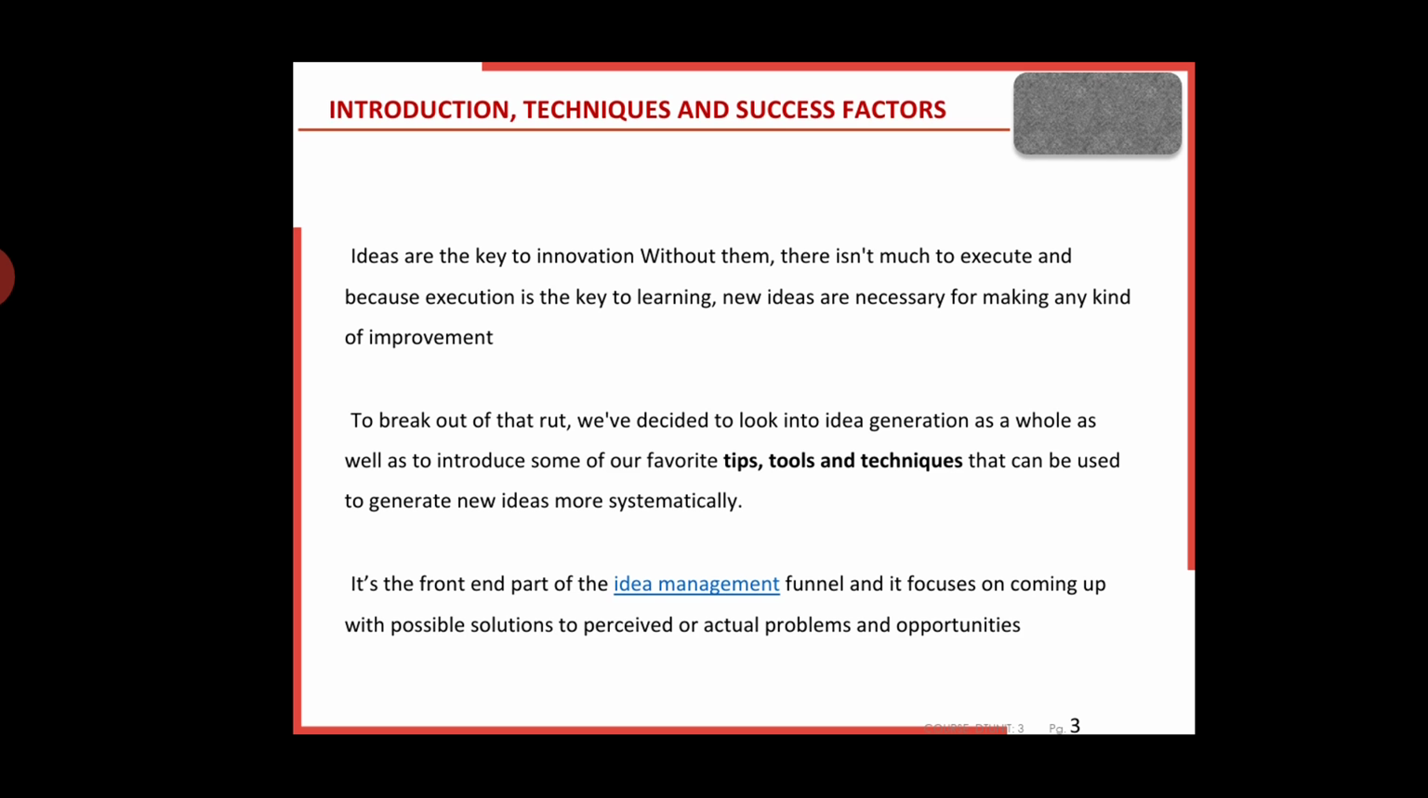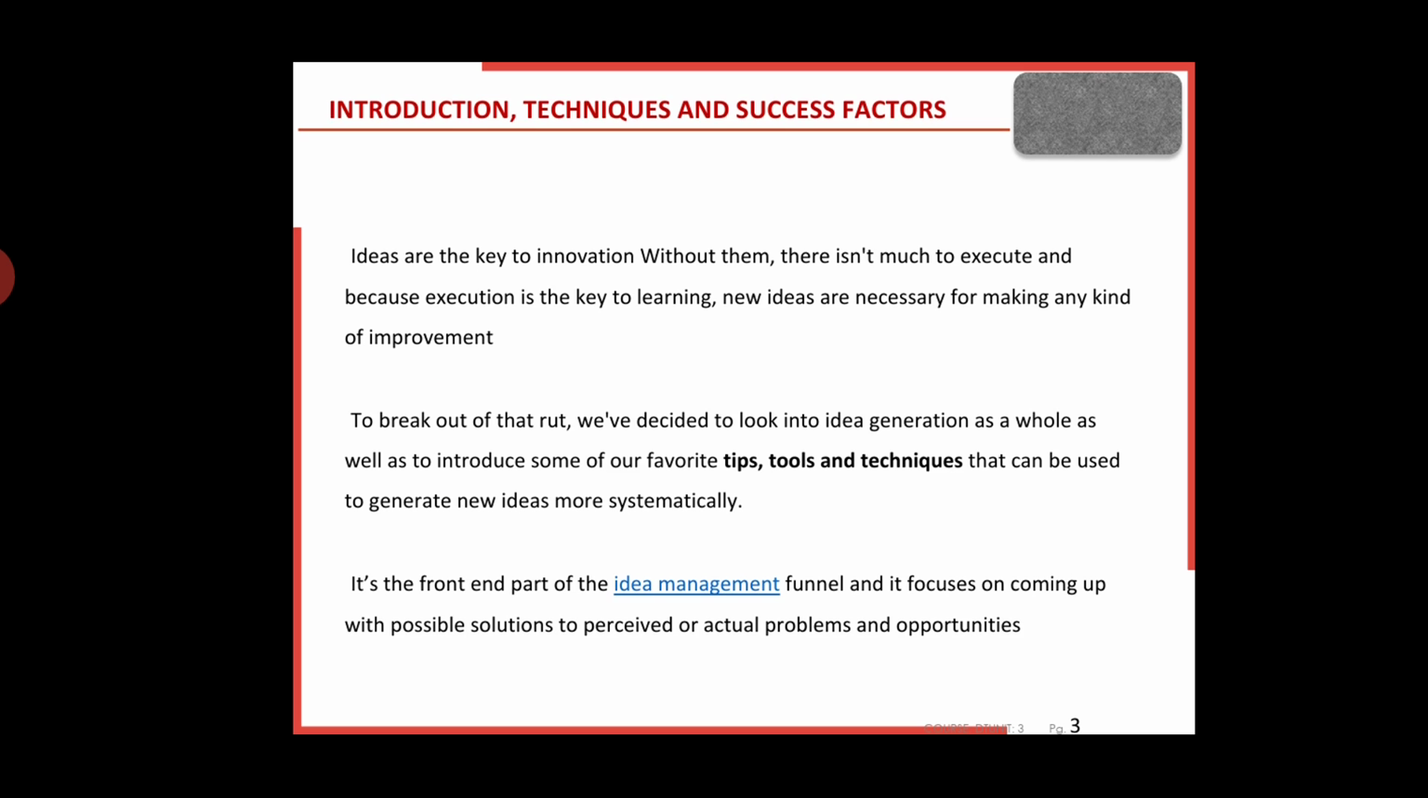Ideation is a design process, mainly concentrated on idea generation. Keep in mind that ideas are what you generate. It is a design process, how we can design the particular process. We are concerned about idea generation.